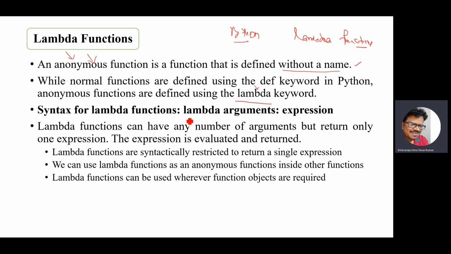Now the syntax: I just give the arguments and the corresponding expression. These functions can have any number of arguments, but return only one expression. The expression is evaluated and returned. They are syntactically restricted to return a single expression. We can use lambda functions as anonymous functions inside other functions also, and lambda functions can be used wherever function objects are required. Because functions are also reusable entities, with the help of lambda functions Python achieves these kinds of conventions in the simplest way.